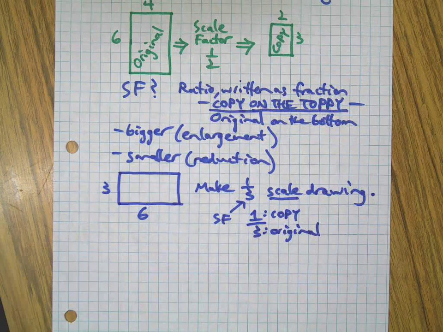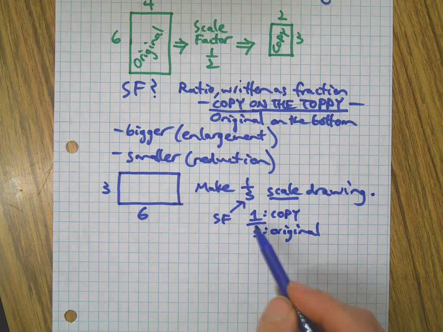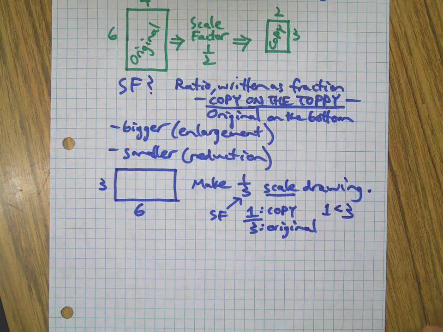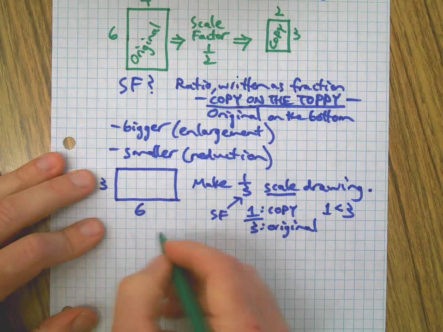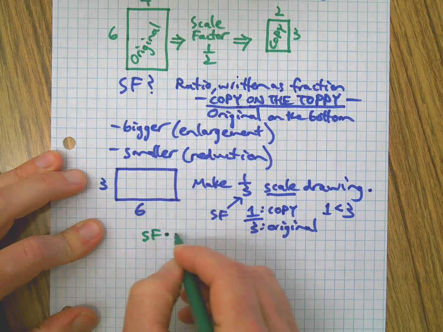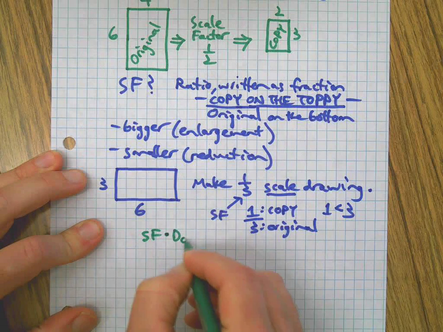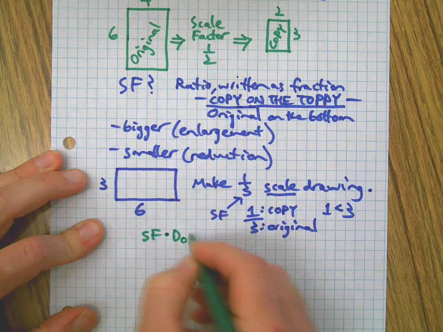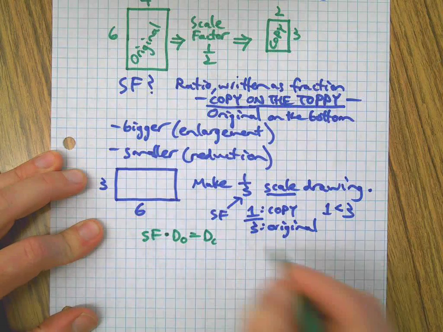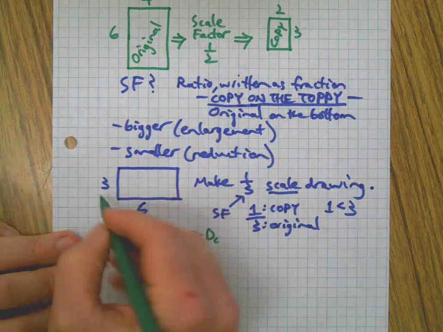So we can look at this and go, hey, is the copy going to be bigger or smaller than what we started with? It's smaller, right? Because 1 is less than 3. So we know we're going to be making a tiny picture. And to make it 1/3, all we do is this. You take the scale factor, multiply it by a dimension of the original, and you will get the dimension of the copy.